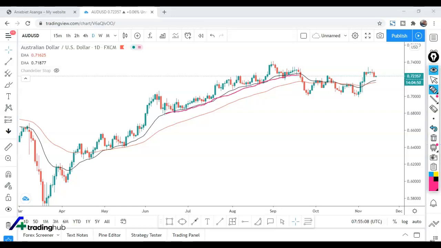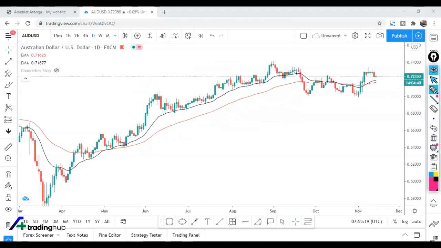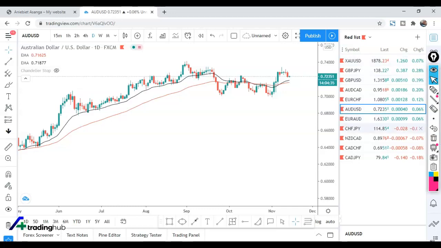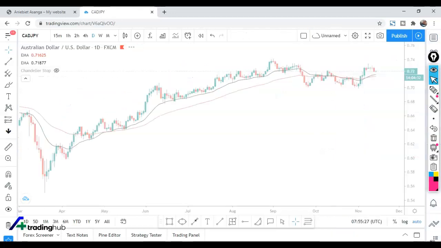But here, if I were to trade this pair, I won't be using a 20 EMA on this. I won't use a 20 EMA, and I'm not going to use a 50 EMA on a daily time frame on this chart. All right, so let's look at another one. Let's look at the CAD JPY.